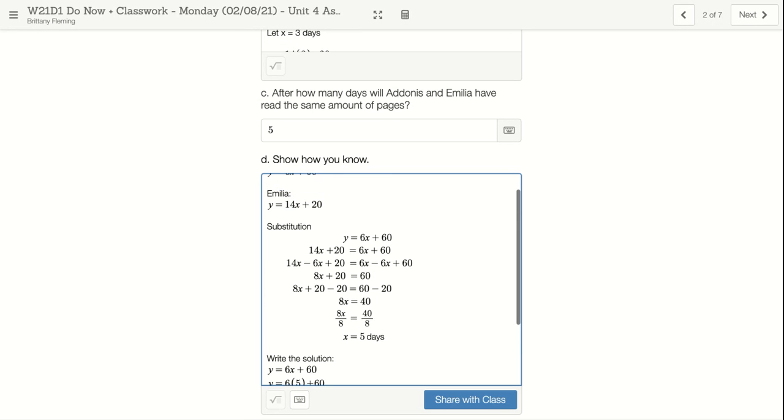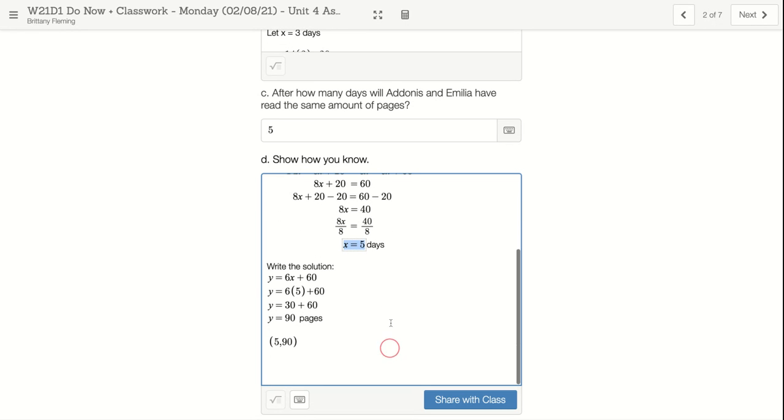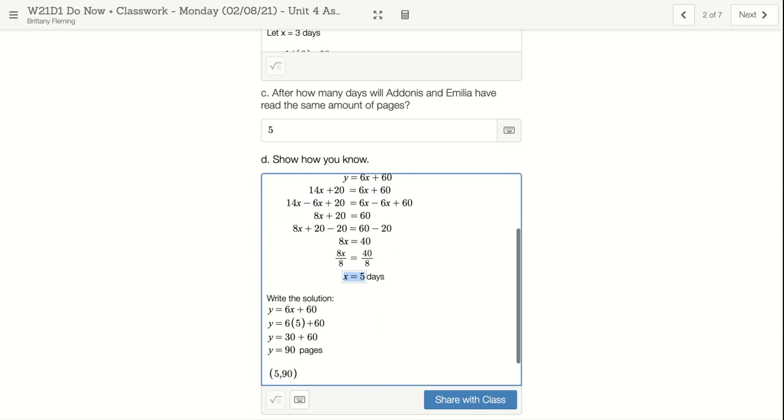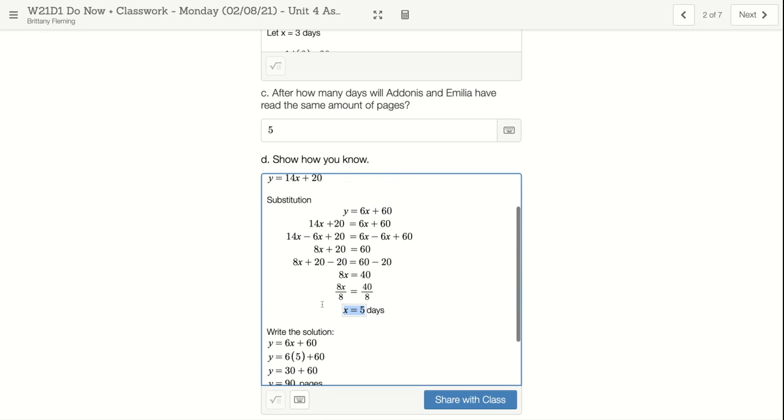So this question luckily only asked me after how many days will Adonis and Amelia have read the same amount of pages. So we know that x equals 5 days, right? However, let's say the question asks how many days and what is the total number of pages they've read in that amount of time. So that will be like writing the solution.